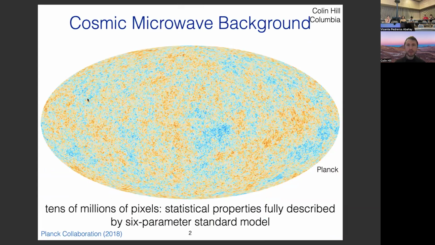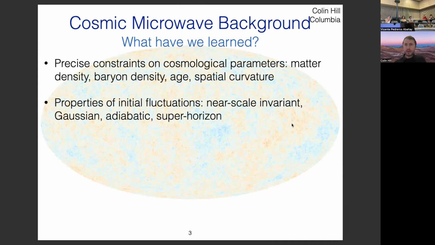Okay, so let me just start with a quick introduction, although I think many of you think about the CMB regularly already. So here's a map of the cosmic microwave background anisotropy from Planck, the temperature anisotropy. There are tens of millions of pixels in this map, about 50 million pixels actually. But all of that beautiful data is fully described by a six parameter standard model of cosmology, which I hope all of you know.